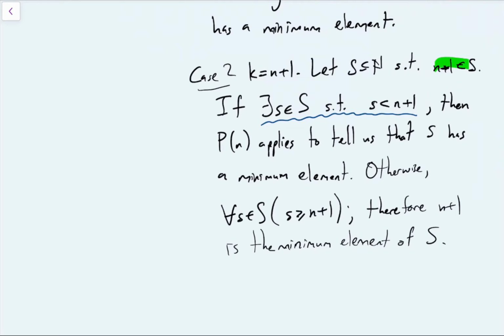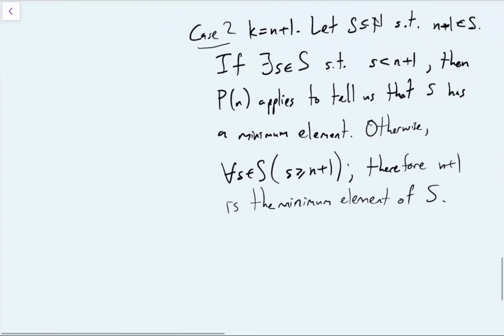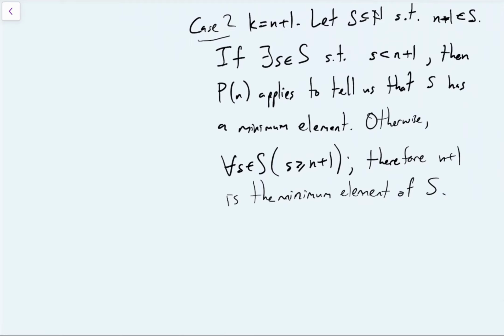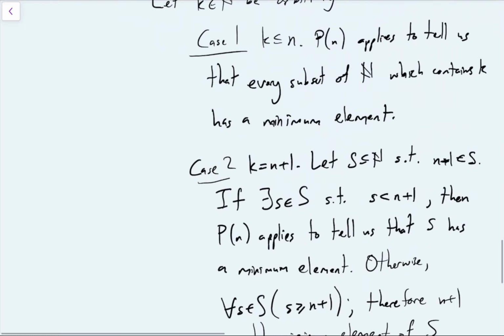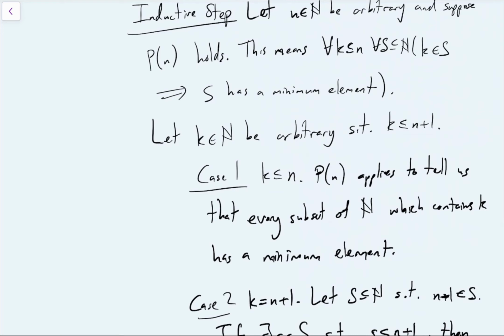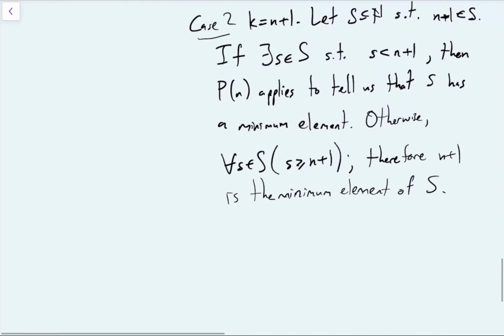So we've assumed n plus 1 is in S. We covered the case where there was some smaller element. We covered the case where there was no smaller element. And therefore, any time n plus 1 is in S, S must have a minimum element. So either way here, we found that S has a minimum element. But then, because S is arbitrary, we did what we wanted here, right? We showed in each of these cases that any subset of n which contains k has a minimum element. And k was arbitrary, so I'll write that part. k was arbitrary.